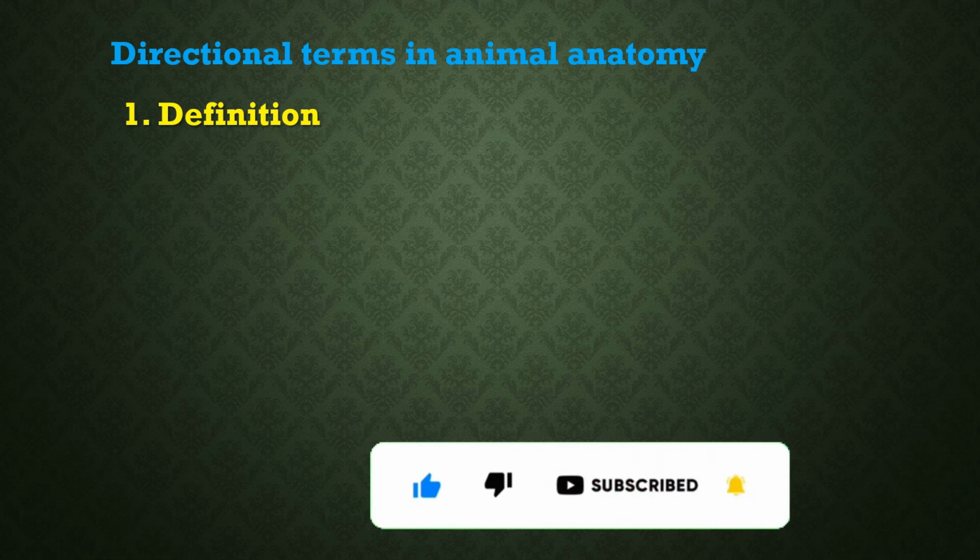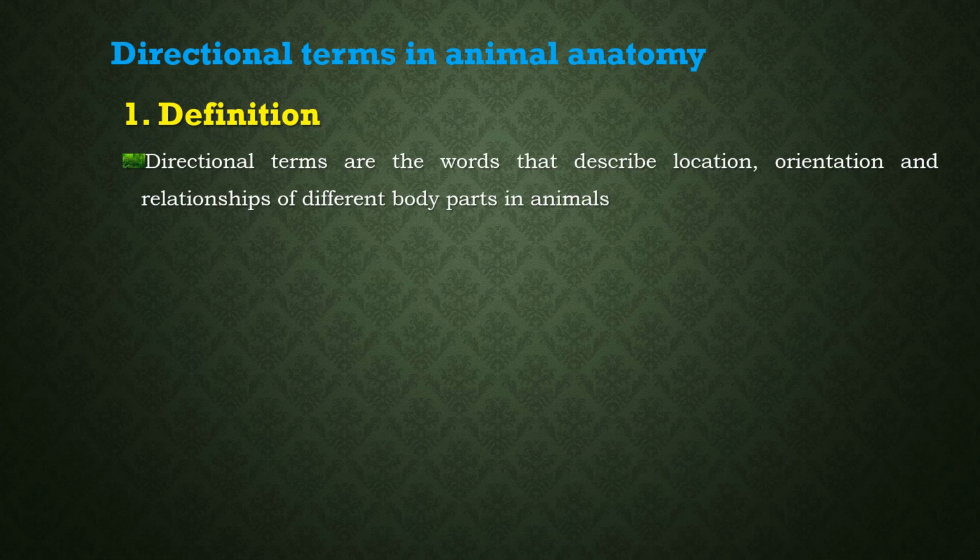When we come to definition, directional terms are the terms or words that describe location or position, orientation, and the relationship of different body parts in animals. These directional terms are mostly arranged in pairs in the opposite senses.